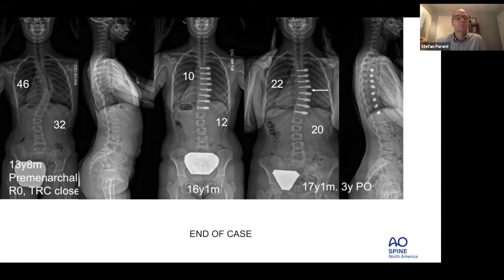You can also kind of gather that she gained some weight. So more weight means more stress on the tether, means more stress at the apex. So that's where it's going to break, right? What we've seen is that it breaks either at the apex or just below. But you end up with a curve under 30 degrees at maturity. To me, that's a win. Great case.